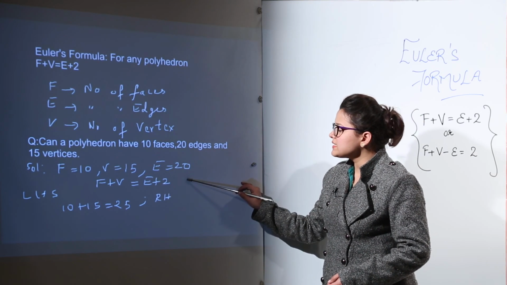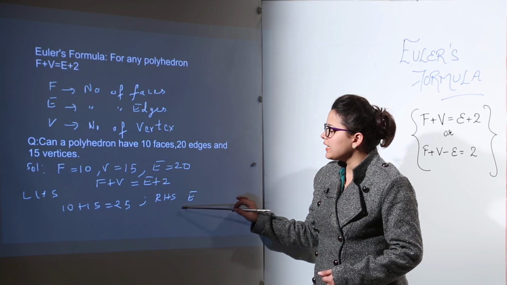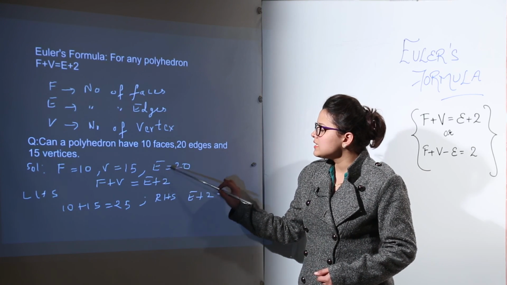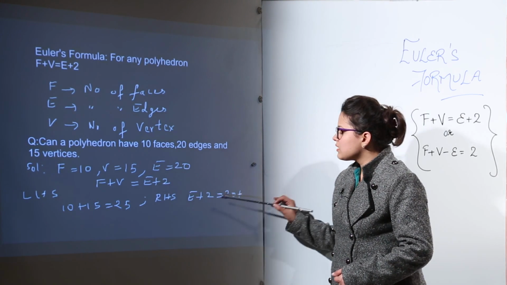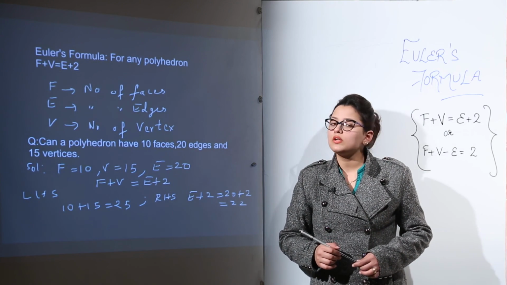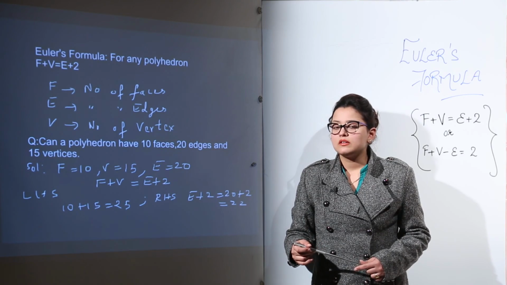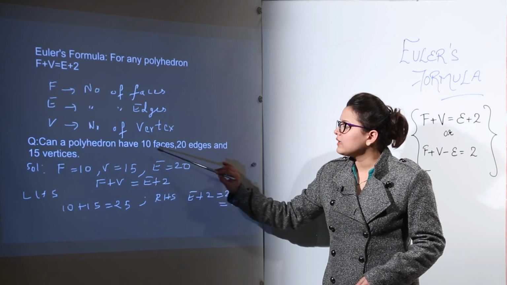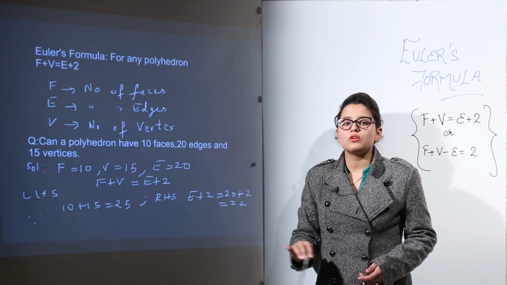What about the right hand side? On right hand side we would get E plus 2, that is 20 plus 2, which comes out to be 22. That means over here the left hand side is not coming equal to the right hand side. That clearly indicates that this polyhedron is not at all possible.